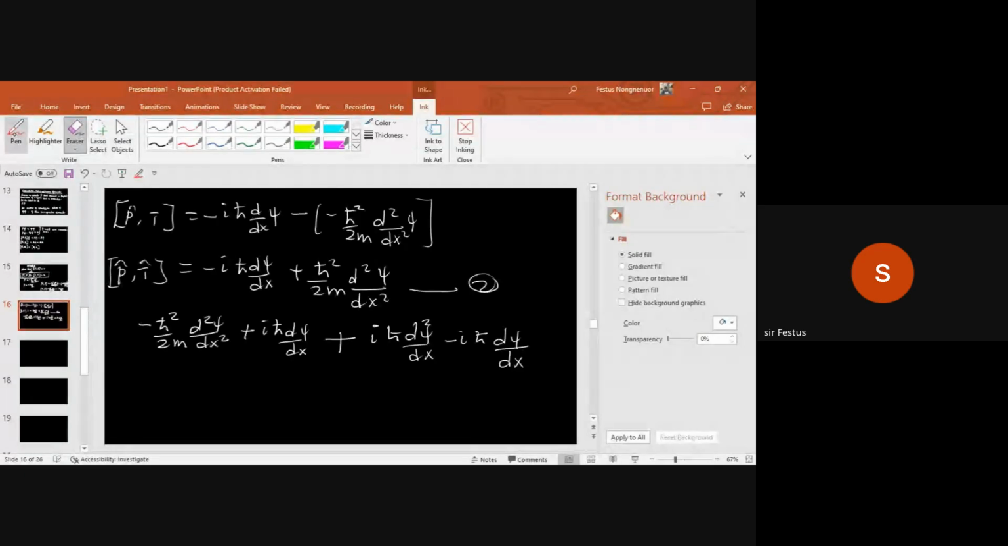The first part is minus of this, so this one will be positive. This is minus. Because this will be minus and this will be positive. This will be square. This will be square. This will be 2m. And this one will not come. So here will be square.